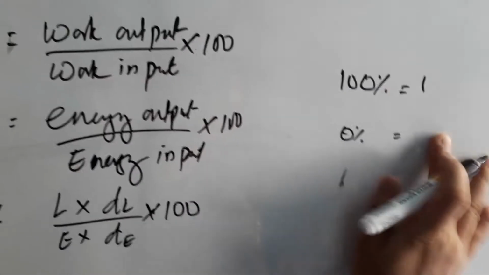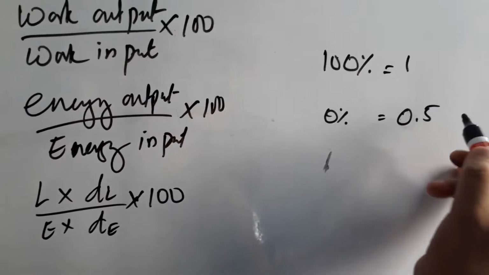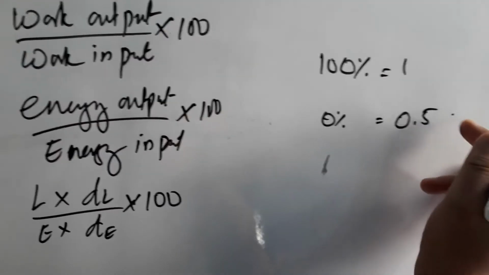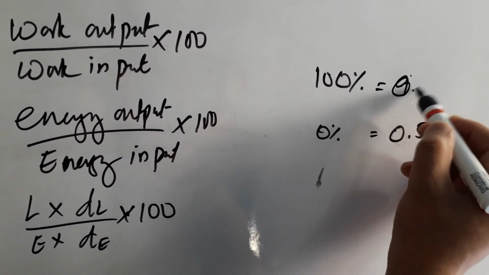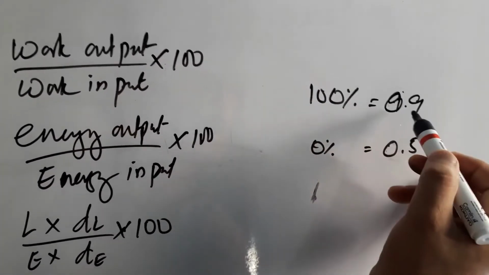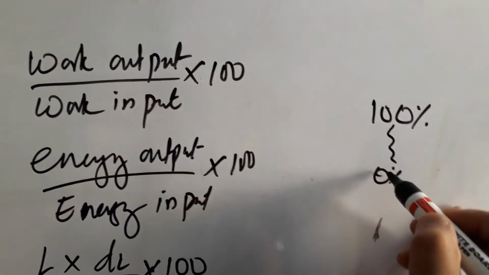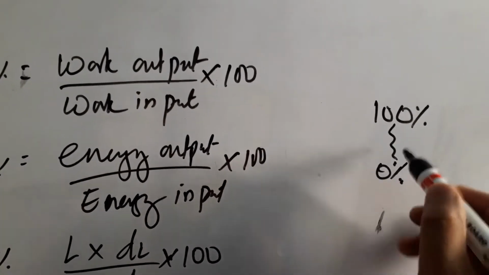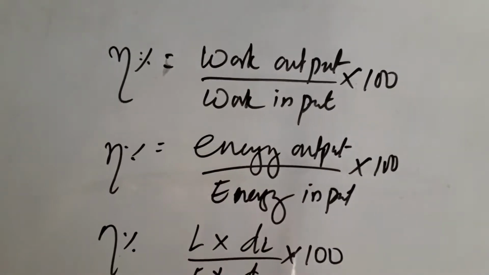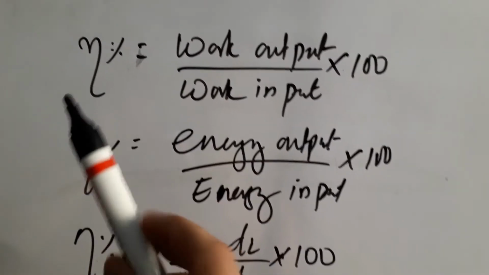Suppose you get an efficiency of 0.5, that means it is 50% efficient. If you get an efficiency value of 0.9, that is 90% efficient. We will be using mostly 0 to 100, mostly calculating efficiency in the case of percentage. So we will discuss the formulas first.